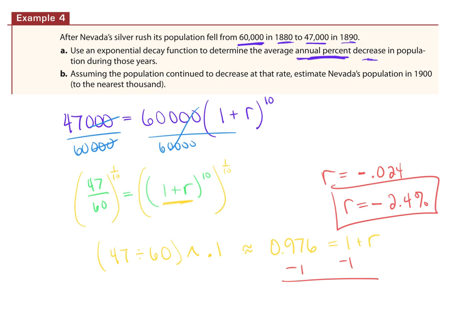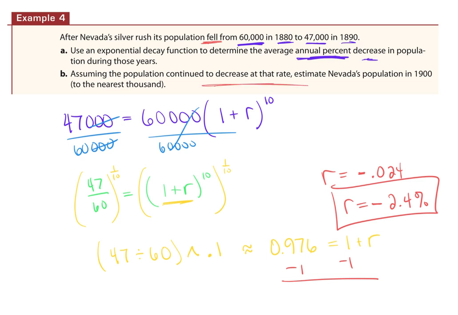What did they tell me about the population? It fell, right? When you see that word in a word problem, your rate should be negative. If it isn't, you did something wrong, okay? Your rate should be negative there. Negative 0.024 is going to cause the population to decrease, all right?